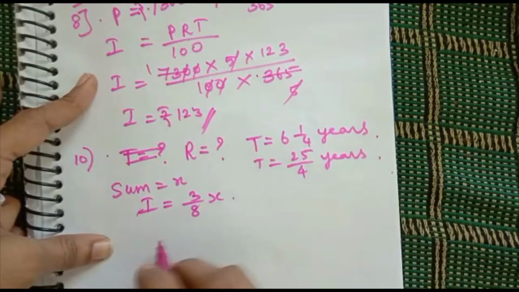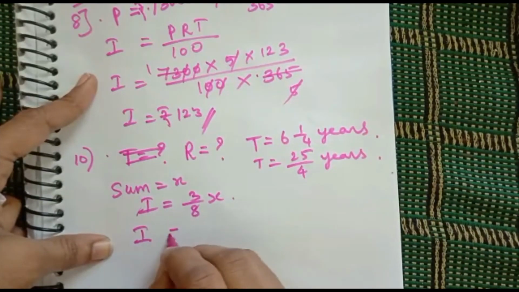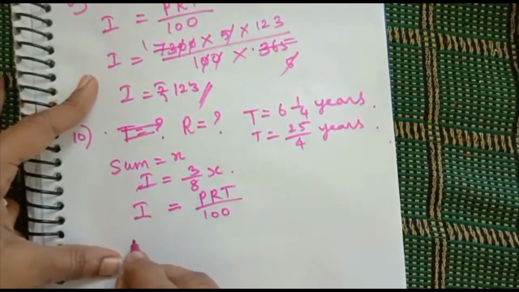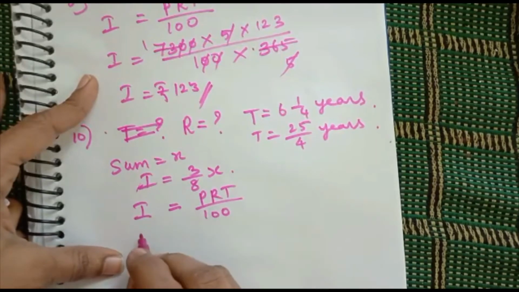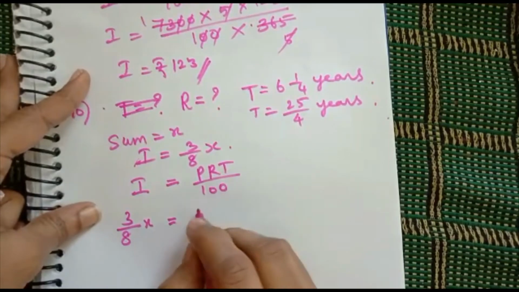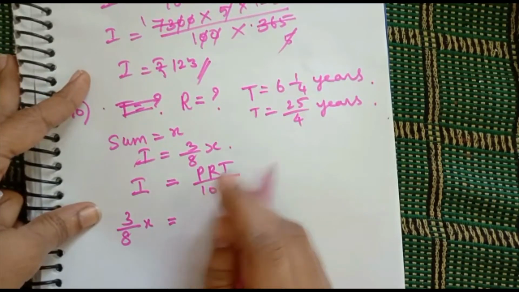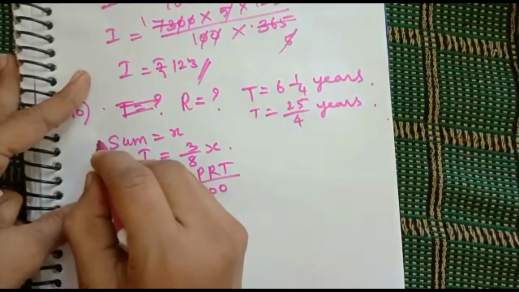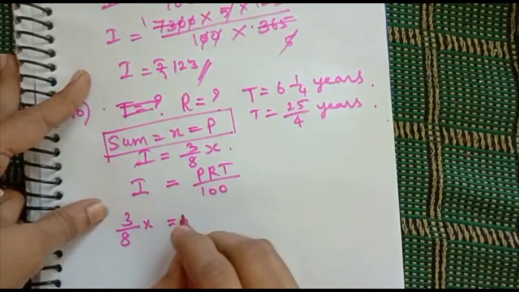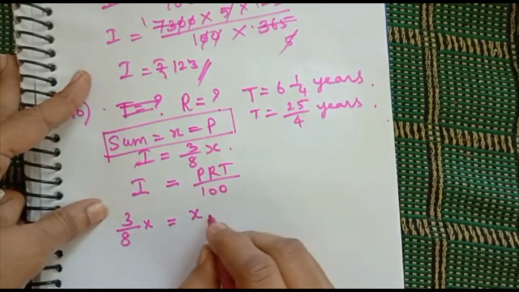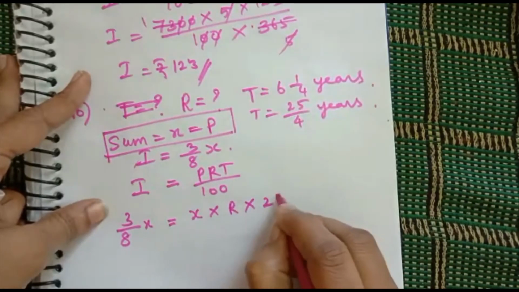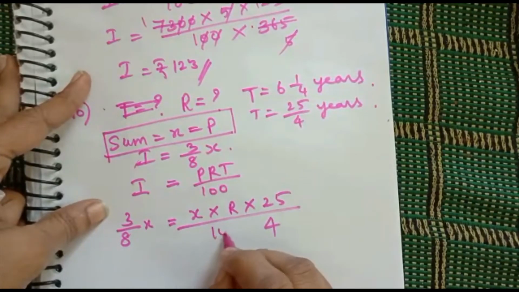Is it clear? Then we know the formula: I is equal to PRT by 100. So students, listen, just put the values here. What is I? 3 by 8 x. So that is equal to P, that is x, because here P we don't know. So P is equal to x, into R, which we don't know, then T, 25 by 4, I put here, over 100.